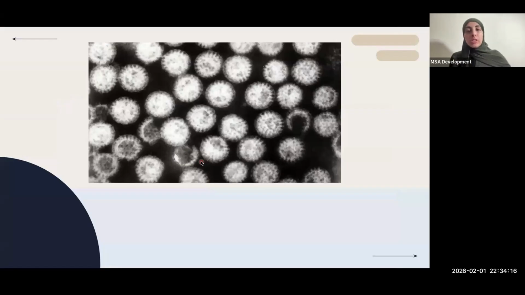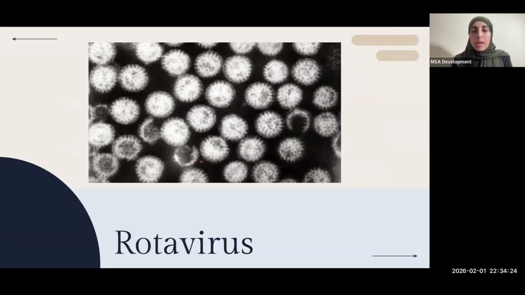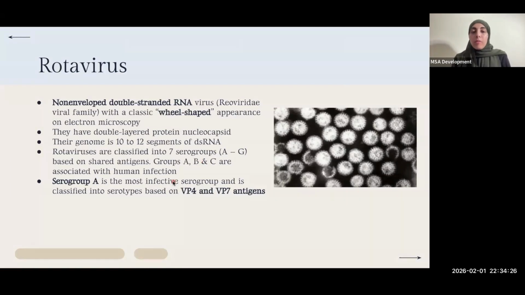Okay, our first viral agent. Okay, this is rotavirus. Rotavirus is a non-enveloped double-stranded RNA virus. Again, non-enveloped, as all of the viruses that we will talk about now do not have an envelope. They're naked. The rotavirus is a double-stranded RNA virus. Think of rota, okay, has an R in it for RNA, okay? It's part of the Reoviridae viral family, and it has a classic wheel-shaped appearance on electron microscopy.